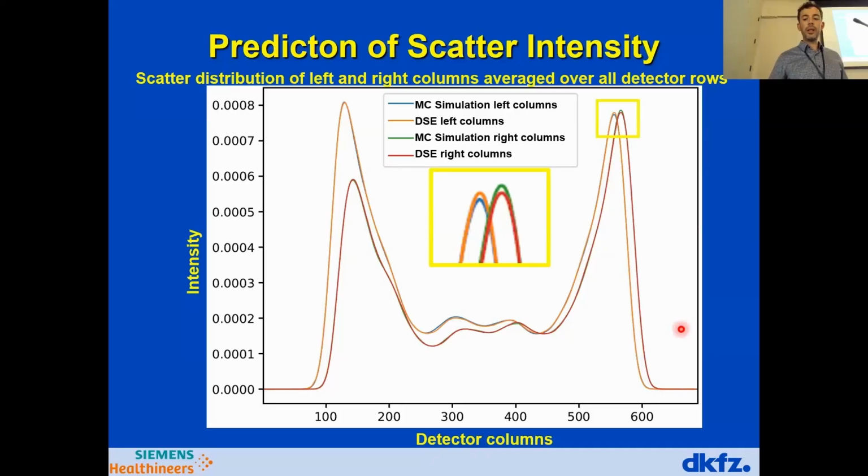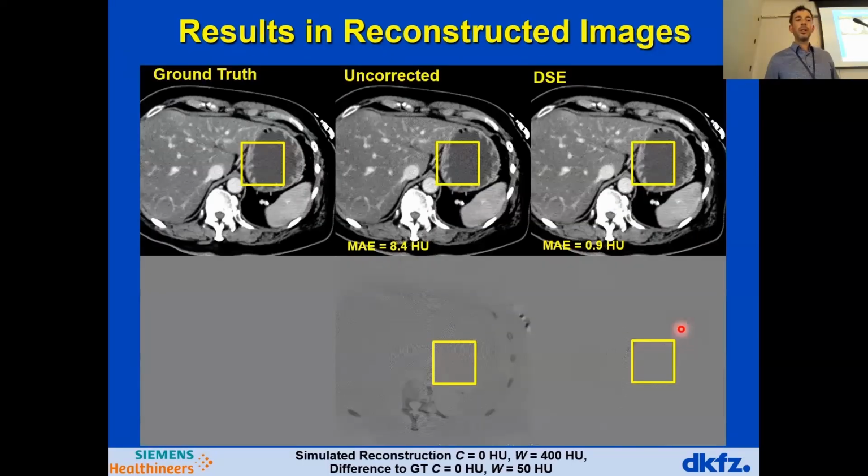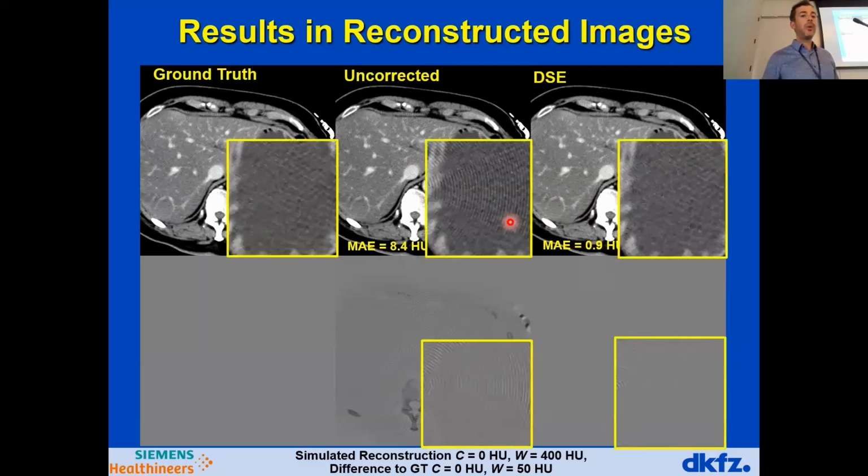So let's have a look at our reconstructed images. Here we can see our results. On the left side, we have our ground truth image. In the middle, our uncorrected case, where we have a mean absolute error of 8.4 Hounsfield units. And with the deep scatter estimation, the mean absolute error can be reduced to less than 1 Hounsfield unit. Also, it's important that the results we're looking at are based on simulations. If we look at the zoomed-in image, we can see that the rings and the Maier artifacts, which are clearly occurring here, can be completely reduced.